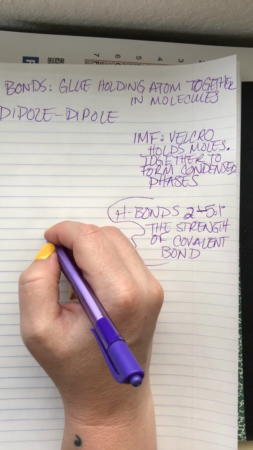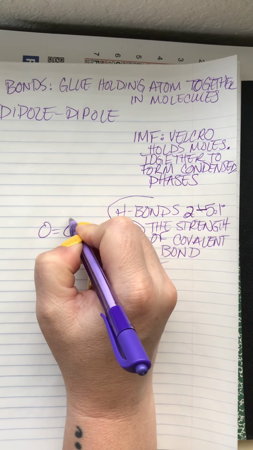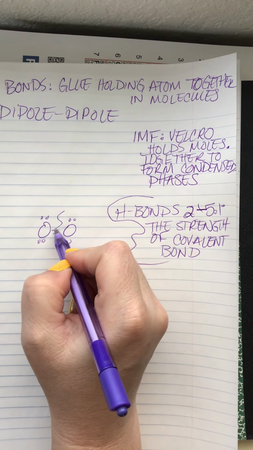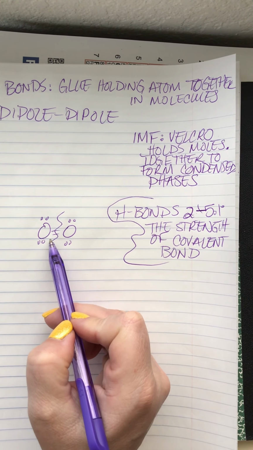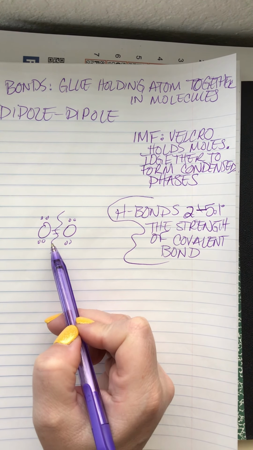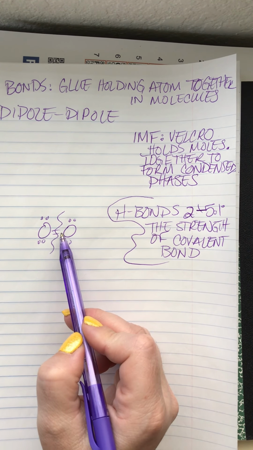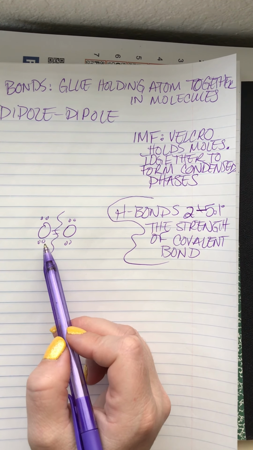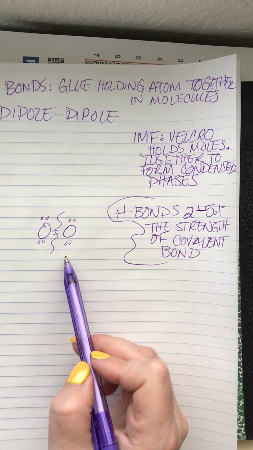So if we wanted to break up an oxygen molecule, how much energy would it take for us to break these guys apart? The more bonds we have, the harder it is to get them apart. So double bonds are harder to get apart than single bonds, and triple bonds are harder than double bonds. So strength in bonding is about how much energy it takes to break a bond.